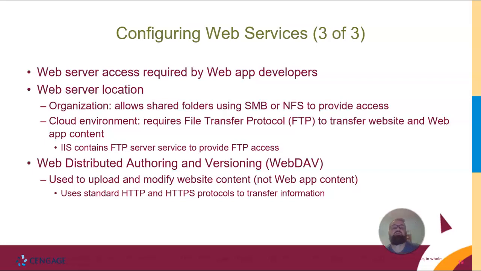Web server access is usually required by the developers. That's important to note if you work anywhere that develops software. They are going to need to test on a web server. You can't test everything locally. For your web server location, if you have an organization, it allows shared folders using SMB or NFS to provide access to your developers. For a cloud environment, usually you have to use FTP to transfer website content up to it. IIS does contain an FTP server service to provide FTP access. We're not going to go into that in this lab this week, but you can set that up.